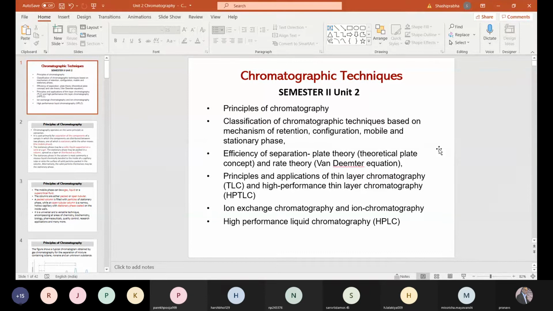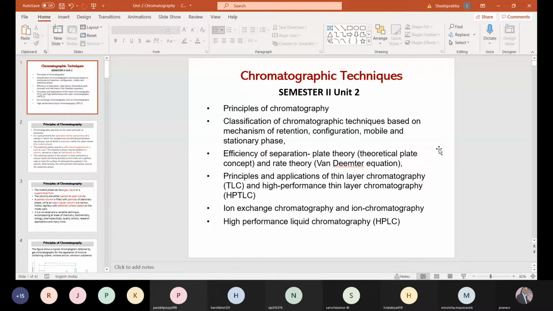The intention was to have some idea about separating cations, which are generally done with ion exchange chromatography, and anions by ion chromatography. These are two different techniques, ion exchange chromatography and ion chromatography. One is used mainly for cation exchange, which is ion exchange, and anion exchange is with ion chromatography. And then we have a superior technique called high performance liquid chromatography. And we have removed counter current chromatography from semester 2, which is now taken up in semester 3. So these are the things which we intend to study in chromatographic techniques.